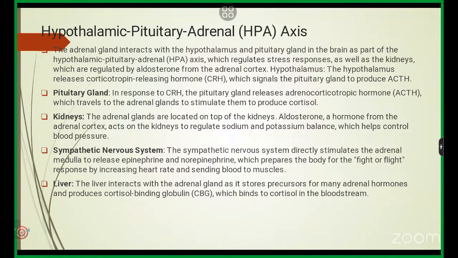Now the kidneys. The adrenal glands are located on top of each kidney, left and right. Aldosterone is produced by the adrenal glands, specifically by the part of the gland called the adrenal cortex. And this hormone acts on the kidneys to regulate sodium and potassium balance, which helps control blood pressure.